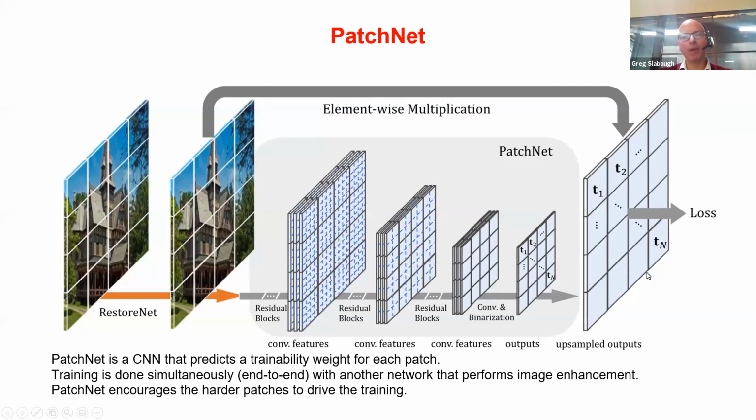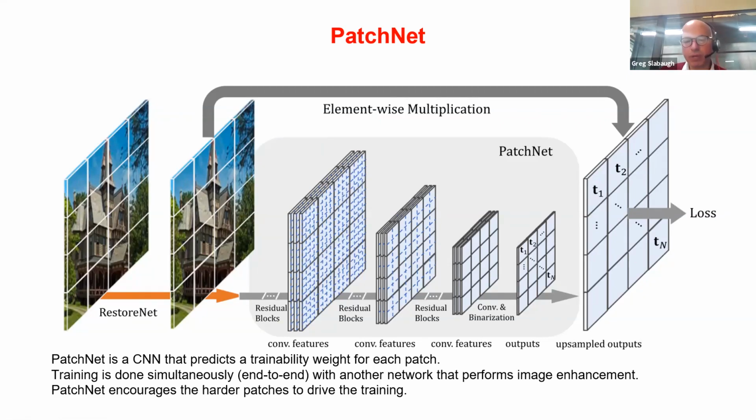So we embed PatchNet into a framework where we have another network that is doing the image enhancement. Here we call that RestoreNet. RestoreNet is enhancing the image, like for super resolution or denoising, demosaicing. And we train these end to end. So we enhance the image, we figure out which patches are good for the enhancement, and then we feed those patches back to the RestoreNet and train in an end-to-end way. Essentially, the PatchNet is encouraging the harder patches to drive the training.